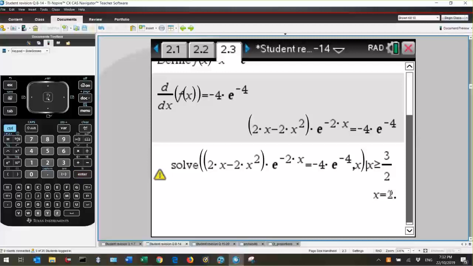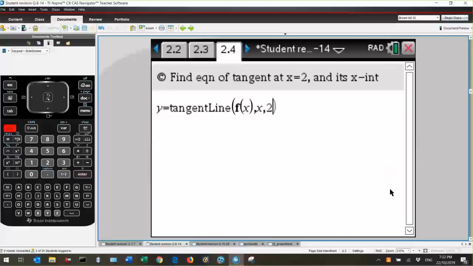If not, the vetting process has broken down. Okay, so we know that it occurs at x equals 2. Now, in order to find where the tangent crosses the x-axis, we need to find the equation of the tangent at x equals 2. Now, if you go to Menu, Calculus, you have tangent line.